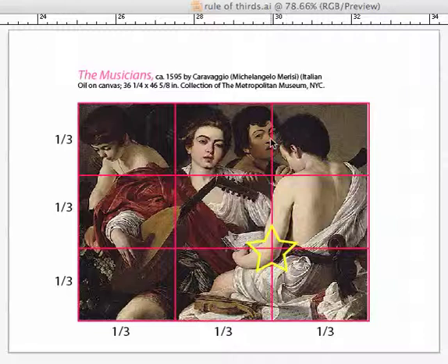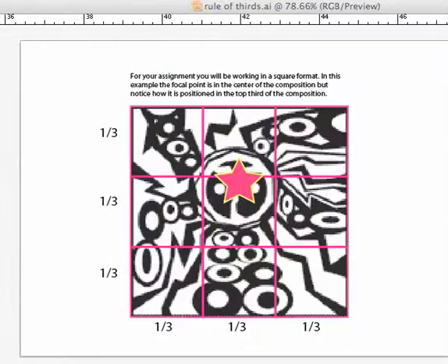And so it's really kind of, if you think of it as like a 2/3 balance to 1/3 balance, then you can understand where to go ahead and put that focal point to catch the viewer's eye right away.